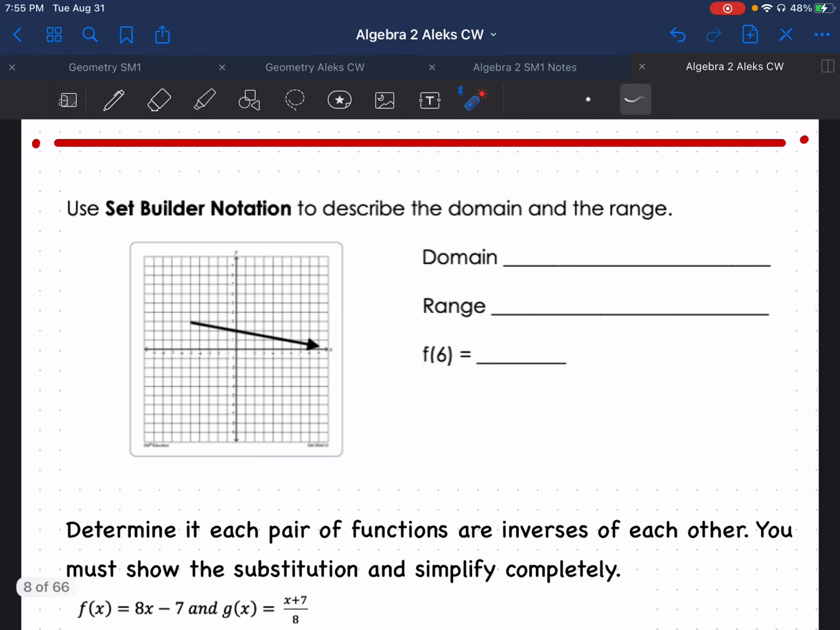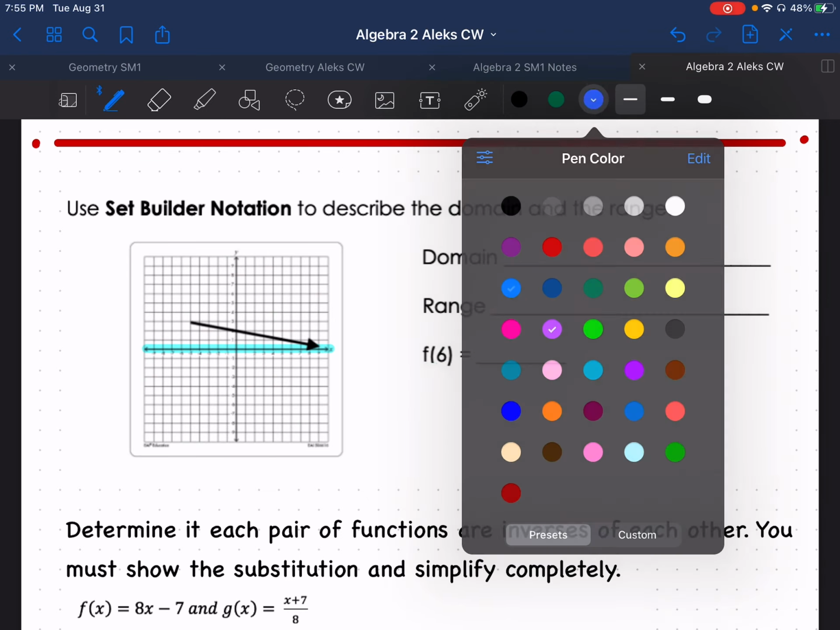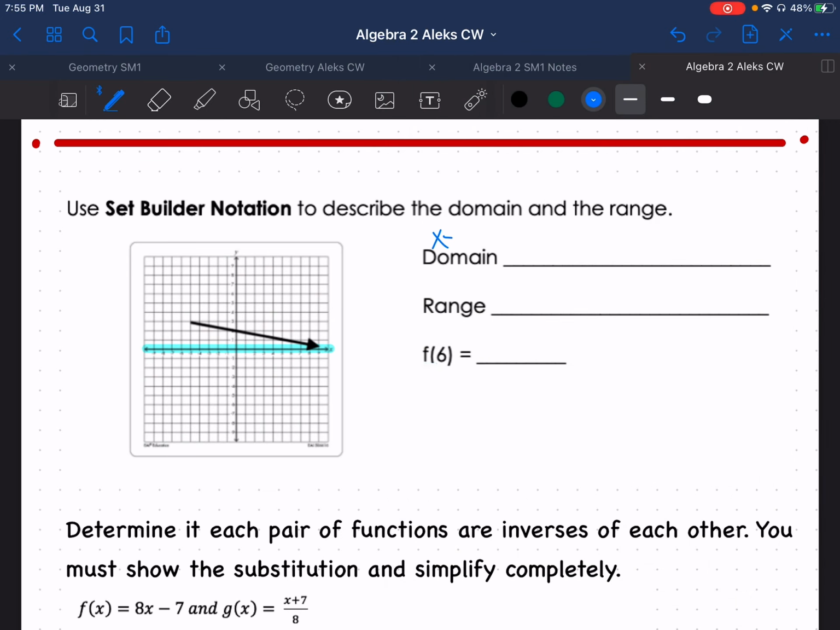All right, let's take a look at another one. There's one question on today's test that's going to ask you to use set builder notation to describe the domain and the range. So once again, remember that your domain are your x values. When you read, let me go ahead and change this. There we go. These are your x values, just really quickly, one more time. We're reading from the left, which is where negative infinity lies, over towards the right, which is where positive infinity lies.